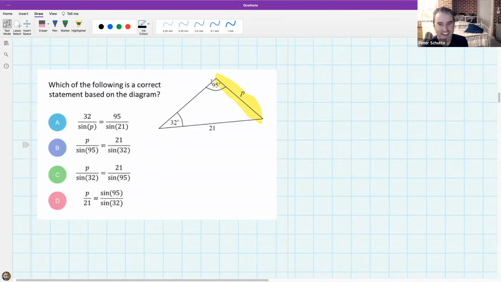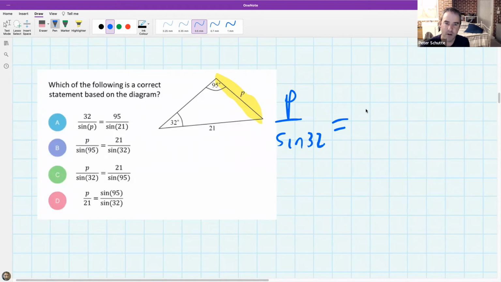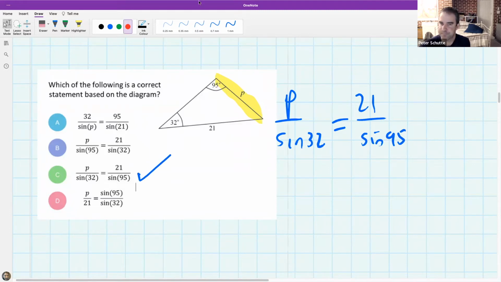Okay, clearly we have ICC. So why is it C? Because P divided by the sine of 32 will be equal to 21 over the sine of 95, which is C. Okay, cool. All good, all good.